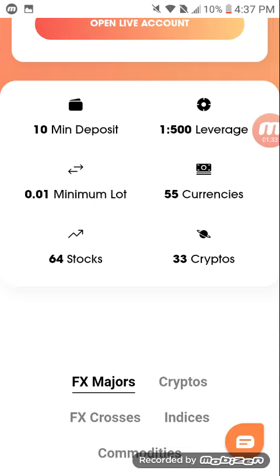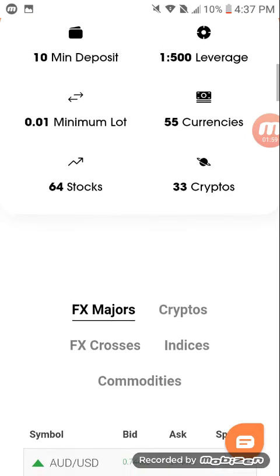There are 55 currencies as far as forex that you can trade on Hugosway. There are 64 stocks that you can trade, and there are 33 cryptos that you can also trade, such as Bitcoin and Dogecoin. They've got stocks, and they've got 55 different currencies you can also trade.